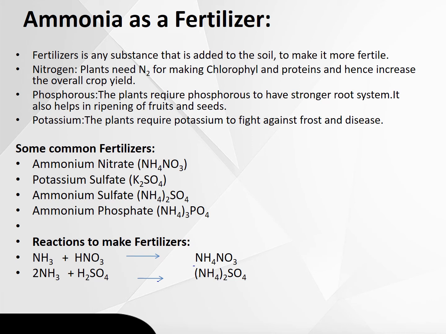Now some common fertilizers: ammonium nitrate, potassium sulfate, ammonium sulfate and ammonium phosphate. These are some common fertilizers. Next are the reactions to make fertilizers, that is, how these fertilizers are made: by the reaction of ammonia with nitric acid, ammonium nitrate; by the reaction of ammonia with sulfuric acid, ammonium sulfate. These are two fertilizers which are made by the reaction of ammonia with nitric acid and the reaction of ammonia with sulfuric acid.